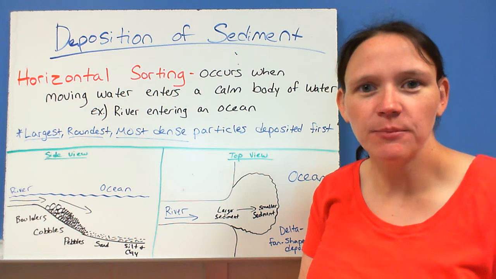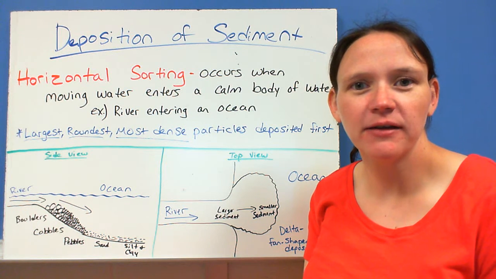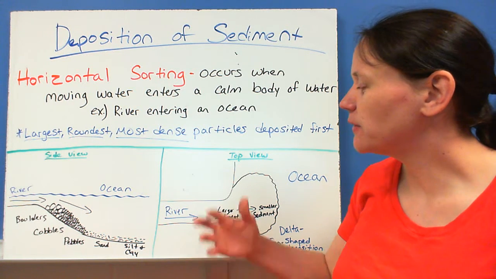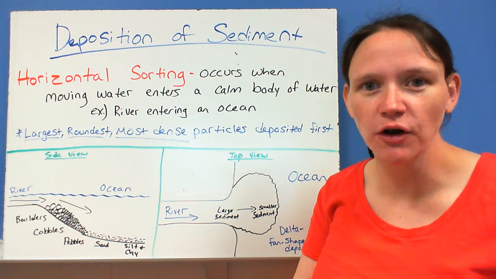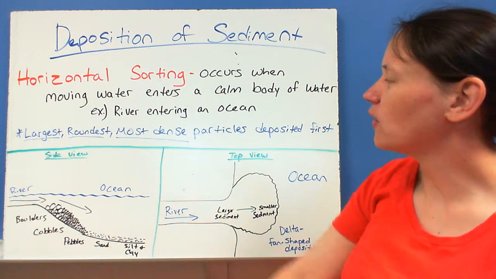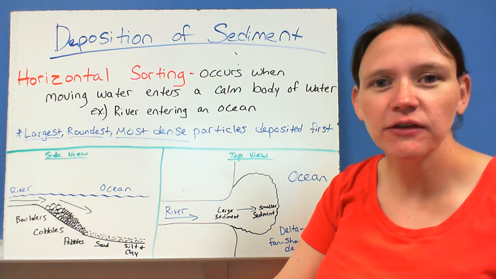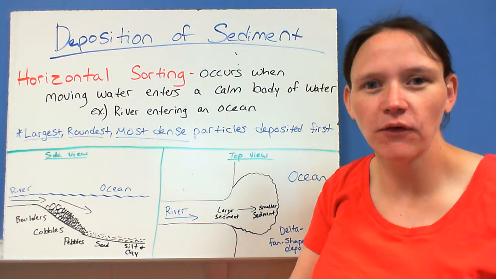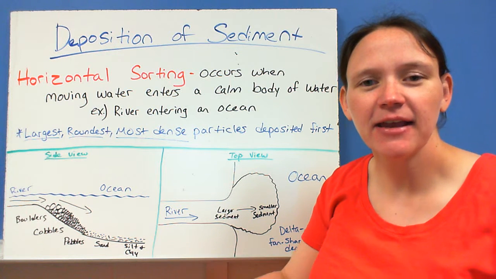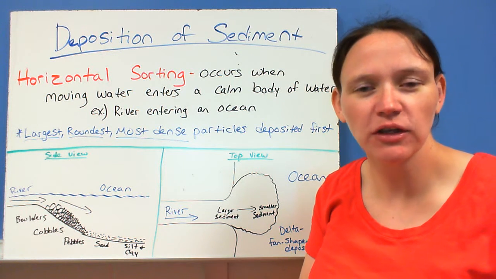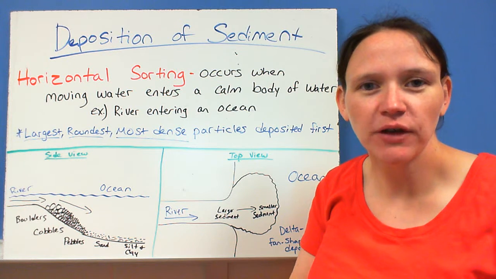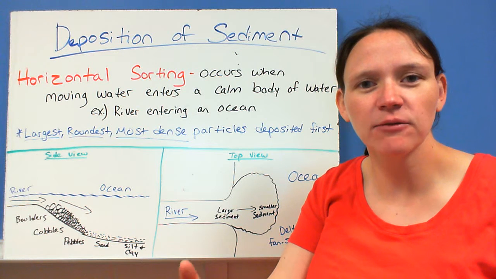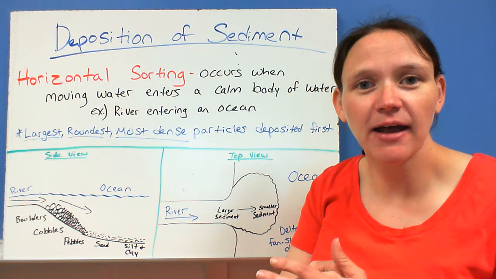And depending on how it's been moved, the sediment will be deposited in different ways. So the first thing that we're going to look at is the deposition of sediment in water. And we have the first type, which is called horizontal sorting, which is usually going to happen when you have a fast-moving body of water like a river or a stream that hits a larger body of water, which usually isn't going to be moving. So when you have a river entering an ocean, it's going very quickly along, and then it hits that ocean, and it stops.